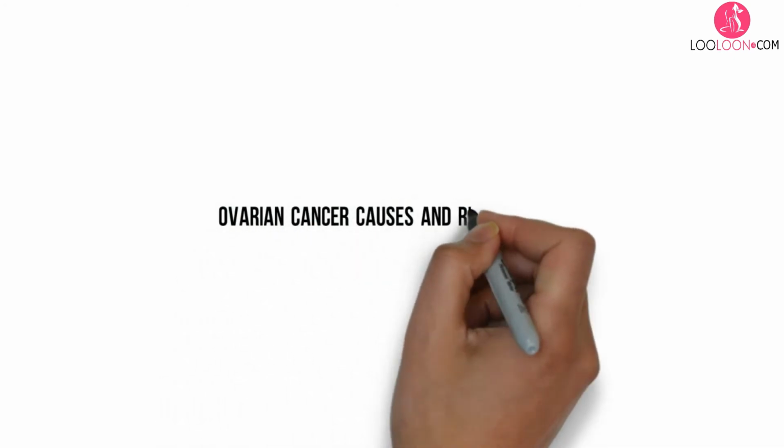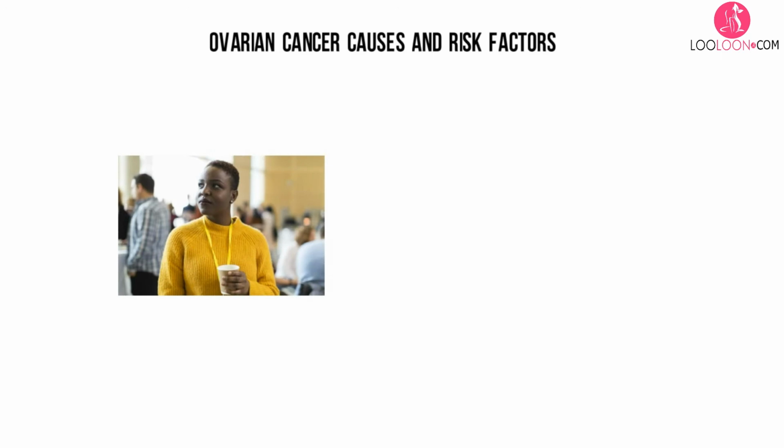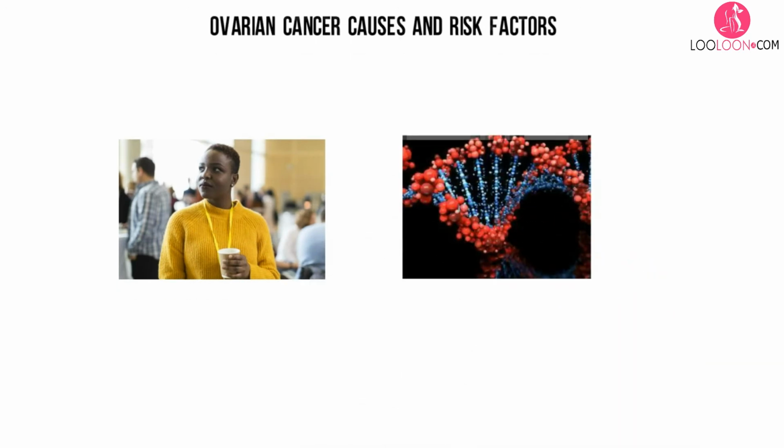Ovarian cancer causes and risk factors. The risk of ovarian cancer increases in women who have ovulated more over their lifetime. This includes those who have never had children, those who begin ovulation at a younger age, and those who reach menopause at an older age. Other risk factors include hormone therapy after menopause, fertility medication, and obesity. Factors that decrease risk include hormonal birth control, tubal ligation, and breastfeeding.